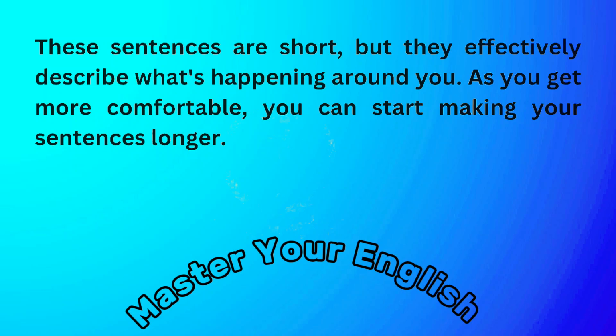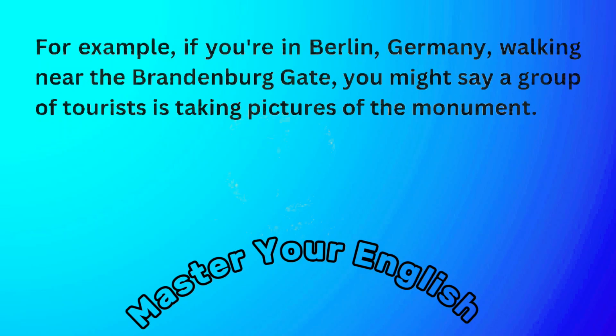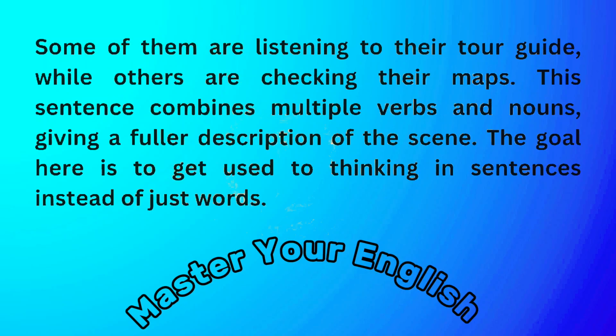As you get more comfortable, you can start making your sentences longer. For example, if you're in Berlin, Germany, walking near the Brandenburg Gate, you might say a group of tourists is taking pictures of the monument. Some of them are listening to their tour guide, while others are checking their maps. This sentence combines multiple verbs and nouns, giving a fuller description of the scene.